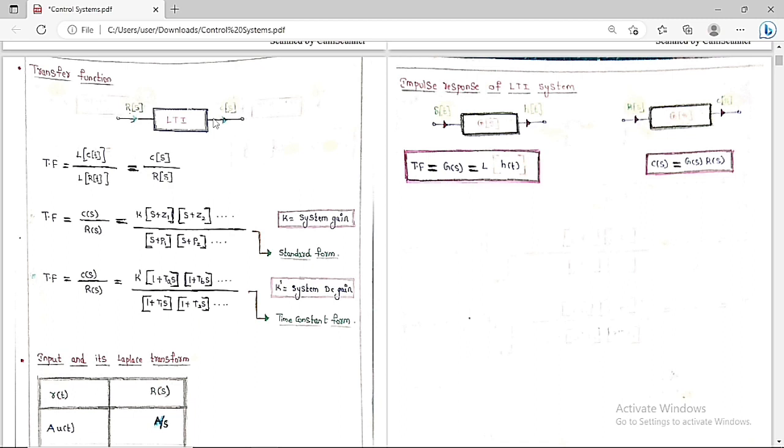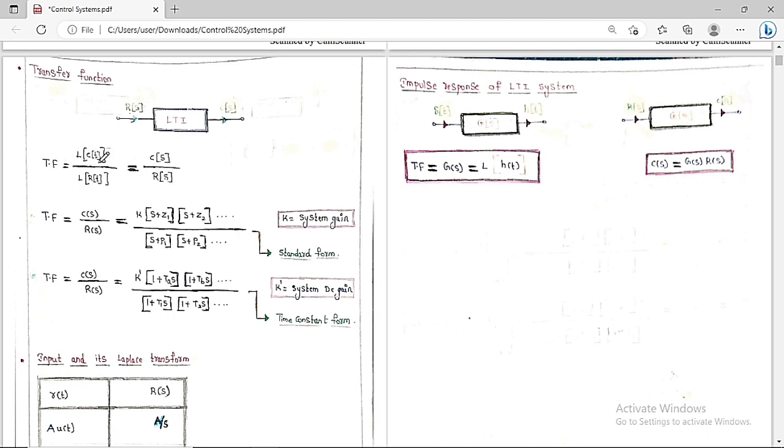You can see the input is R of S and the output is C of S. This is a standard notation: input we always represent by R of S, and output we always represent by the notation C of S. Then what is the transfer function? The transfer function of the system is the Laplace transform of the output by the Laplace transform of the input.